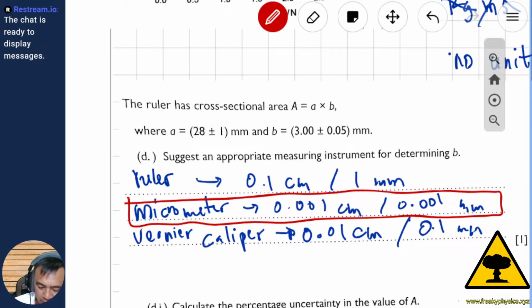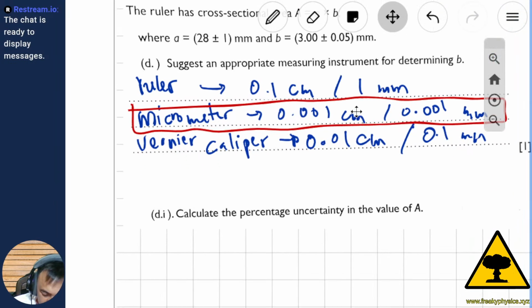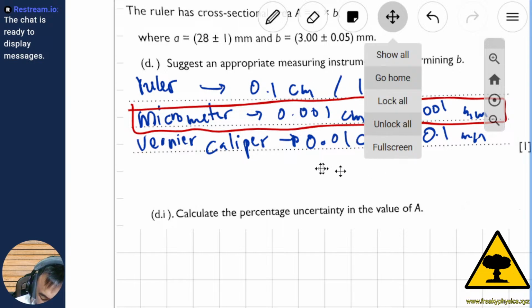Now, how do you calculate the percentage uncertainty in A? Let's do that last one. Area, as mentioned in the formula here, is just A times B, right?